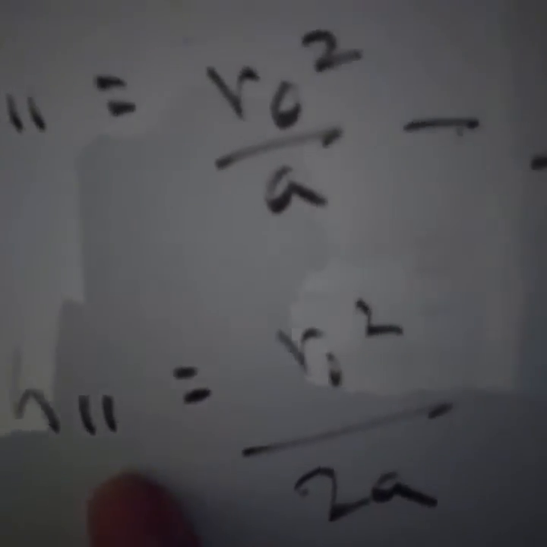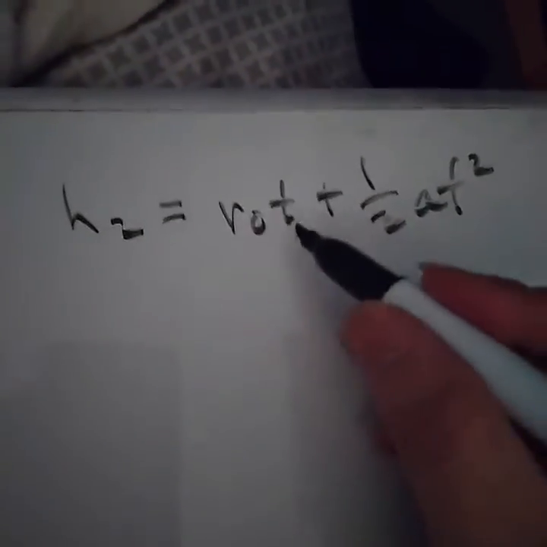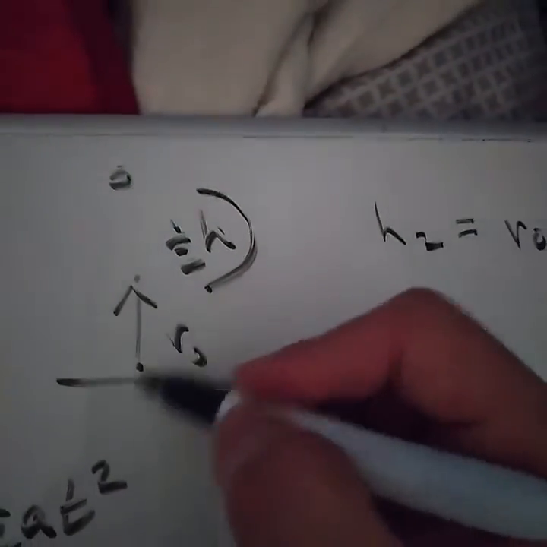So now our second object comes into play. That'll be subscript 2. We have the first object at maximum height, H1, and we have our second object, which is H2. So H2 is going to be VOT plus 1/2 AT squared, right? We don't know what T is in this equation, so we can't just solve for it like we did the other one.